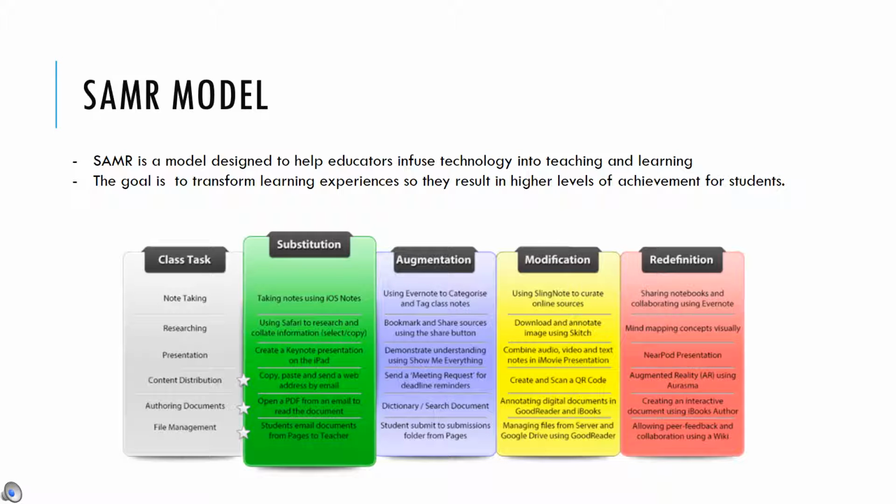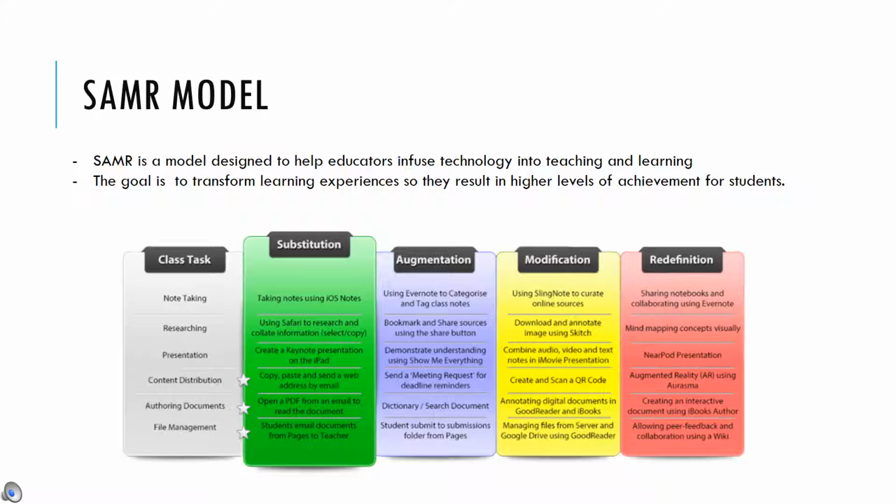SAMR is a model designed to help educators infuse technology into teaching and learning. The goal is to transform learning experiences so that they result in higher levels of achievement for students. Just to break down what the letters actually mean, I'm going to go through each one and sort of explain it a little bit. So the S is for computer technology is used to perform the same task as was done before the use of computers.